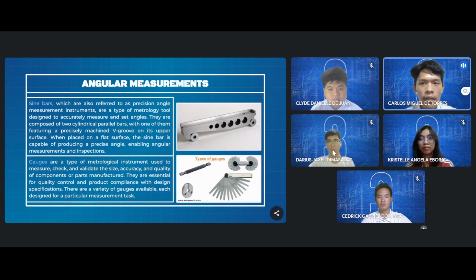The last two are sine bars and gauges. Sine bars are precision angle measurement instruments used to accurately measure and set angles. They consist of two cylindrical parallel bars, one of which features a V-groove on its upper surface, while gauges are instruments used to measure, check, and validate the size, accuracy, and quality of components or parts manufactured. They are essential for quality control and ensuring that products meet design specifications.